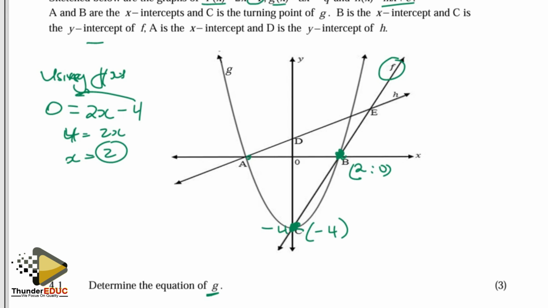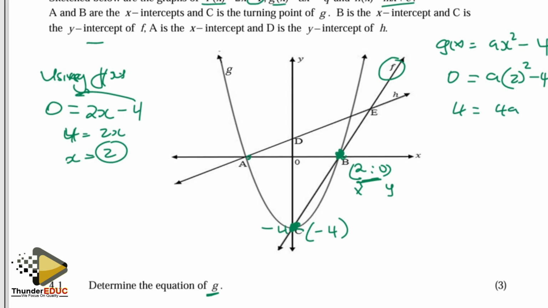Then if I try to write out the equation of g, it's going to be ax squared minus a 4. Then for me to get the a, I can use this point. Where there is x, I put a 2. Where there is a y, I put a 0. So 0 is equal to a into 2 squared minus 4. And move the 4 that side so that I have 4a. Divide both sides by 4, which means a is 1. Therefore, the equation becomes x squared minus 4.